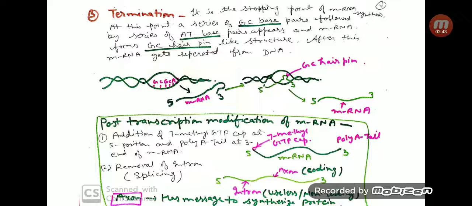Third is the termination step. In the termination step, there is termination of mRNA synthesis and it gets separated from the DNA. When there is appearance of GC base pairs followed by AT base pairs in the DNA, then mRNA makes GC hairpins. It gets turned at this point and it gets separated from the DNA.